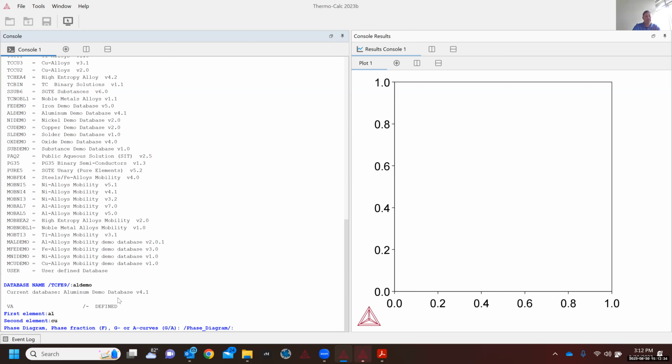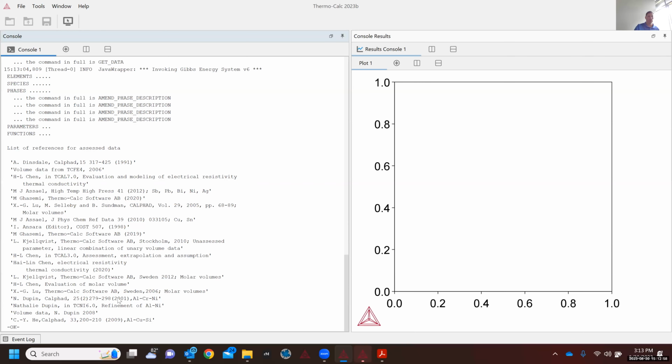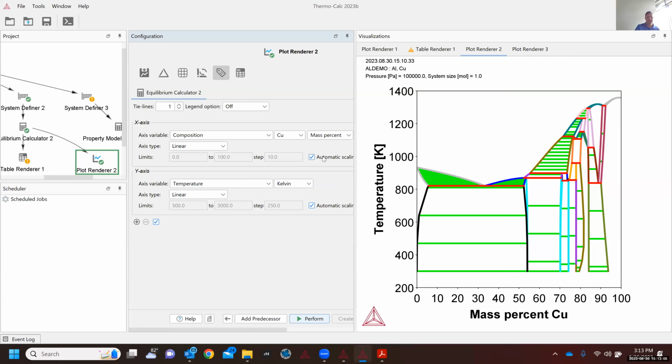It'll ask you if you want to plot a phase diagram, phase fraction, which I believe is phase fraction as a function of temperature for a specific composition. We'll calculate just a phase diagram for that. Or you can plot the free energy curves. Let's just plot the phase diagram. Now it will go through the same calculation that our other version is doing. There it is. So here's our phase diagram.